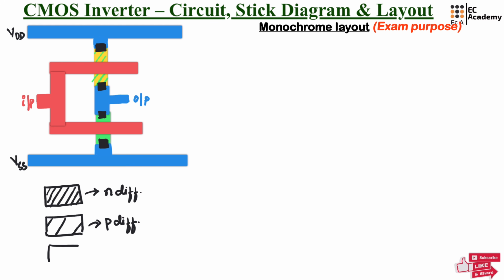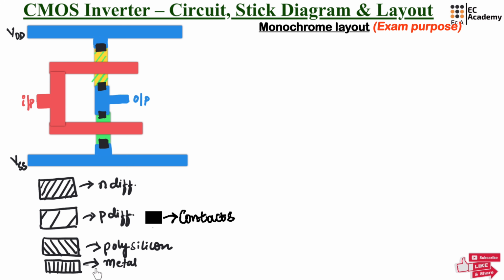And to represent polysilicon, you can take the rectangle and the strokes are nearby but in the opposite direction. So this represents polysilicon. And metal, you can take a rectangle and vertical strokes represent the metal. So to draw the layout in exam, you can use this type of representation.